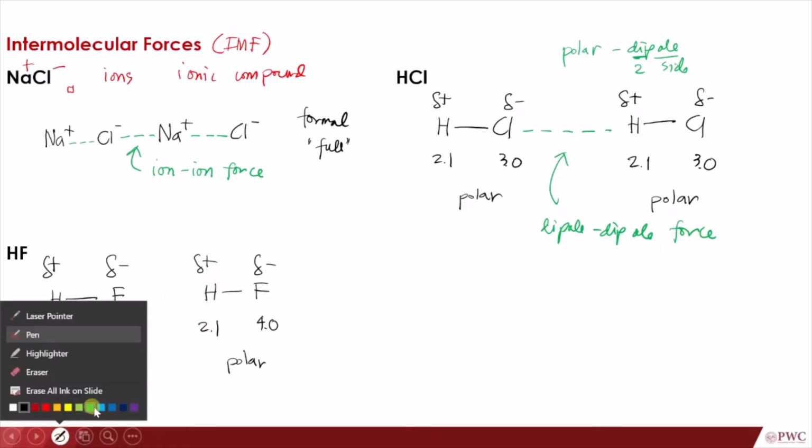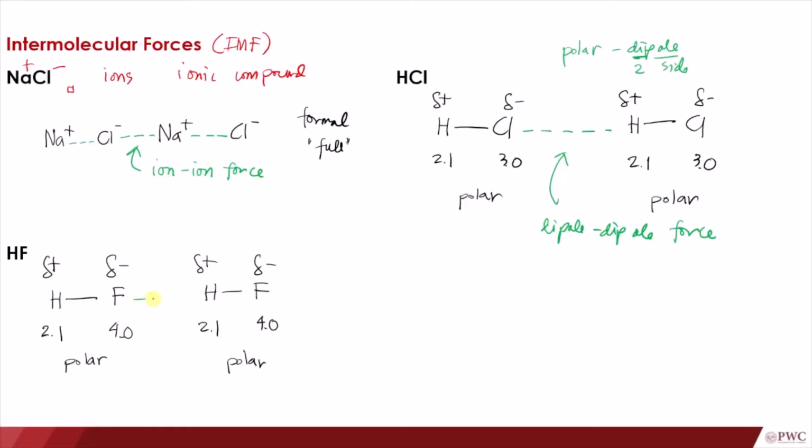So opposite charges, they will attract each other. So there is a force that will be formed on this part. This is also a dipole-dipole force, but in this case, this one is a stronger type of dipole-dipole force that's caused by the great difference in the electronegativity between these atoms over here. Again, this is 2.1, then this one is 4.0. So that's a very great difference between their electronegativity. So this one is a special, stronger type of dipole-dipole force. We call this one hydrogen bonding.